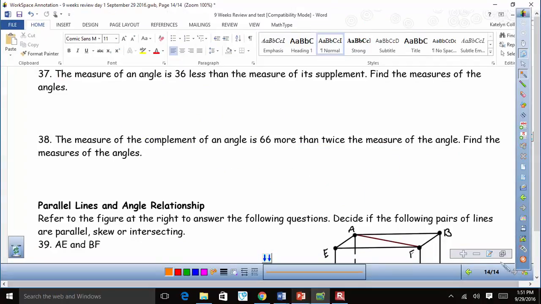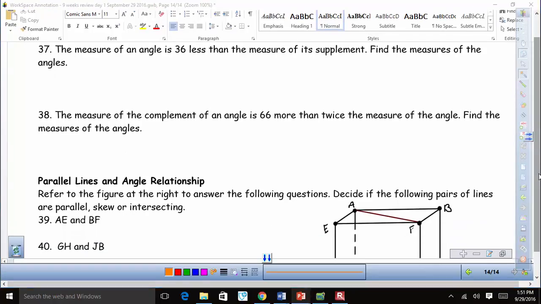Okay. And I have one more that I want to show you, and then we can go back if we need to other ones. So it's been a while since we've done the word problems like this. So we're going to look at 38. It says the measure of the complement of an angle is 66 more than twice the measure of the angle. Find the measures of the angles.